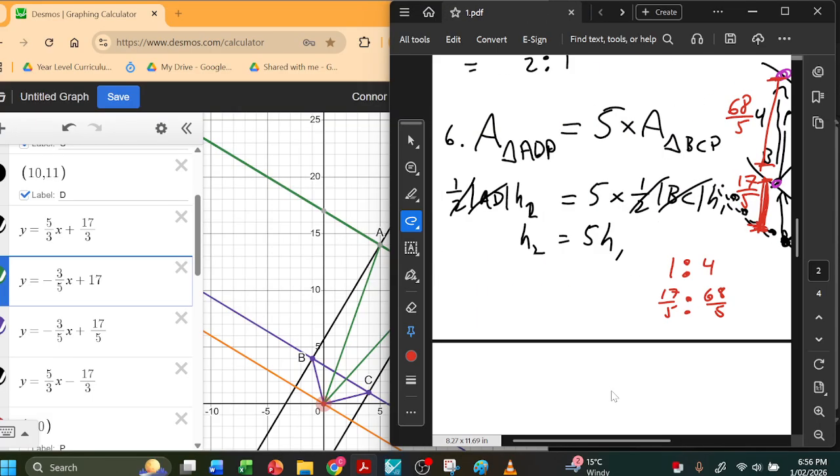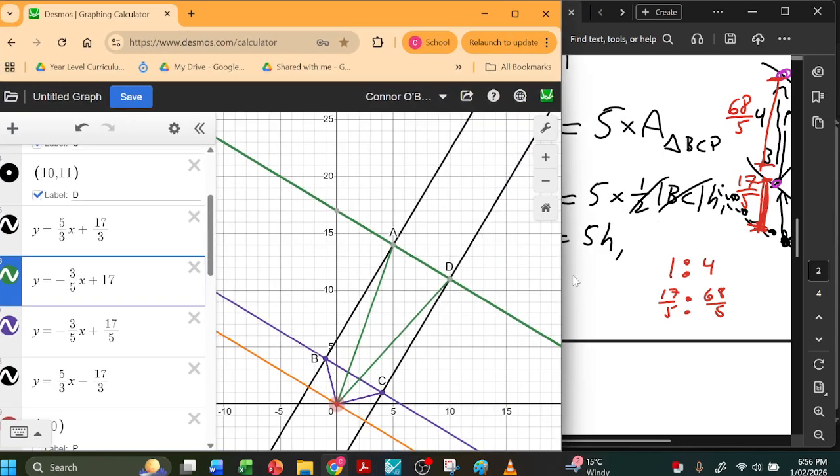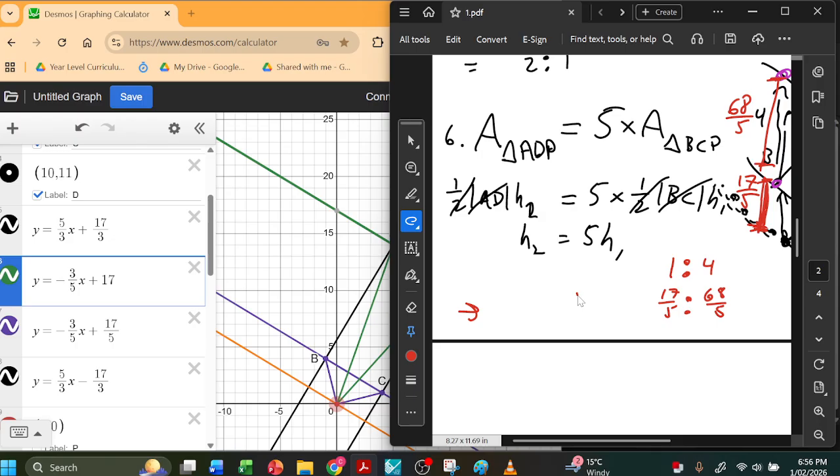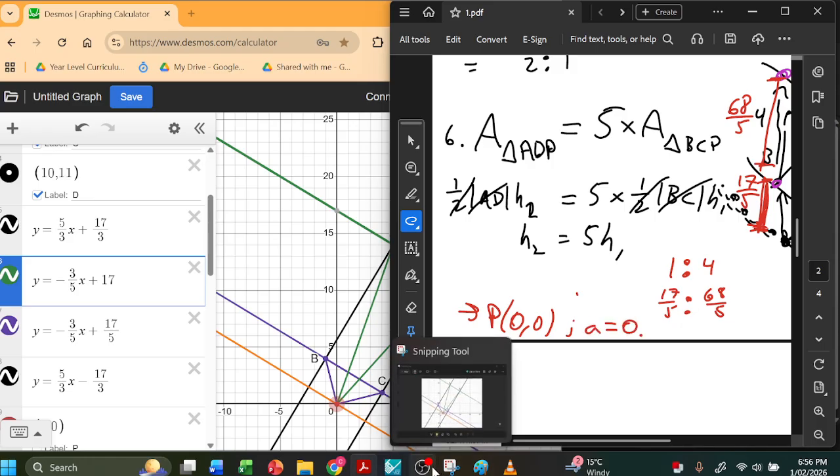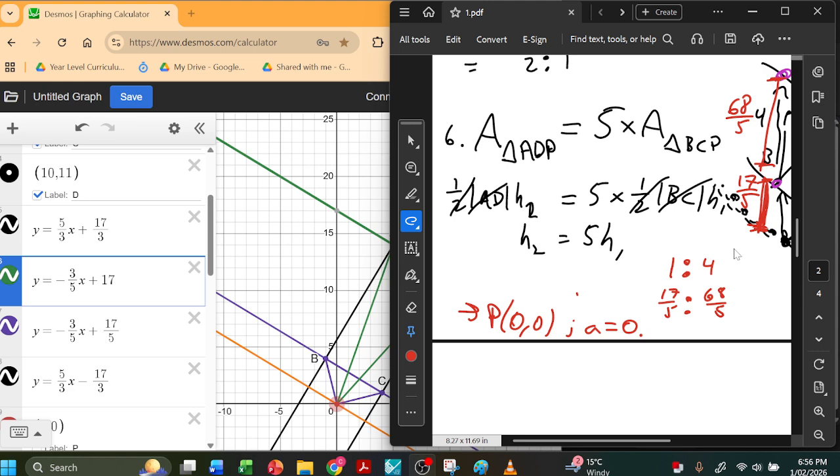But yeah, now we can see the answer here comes out as P must be equal to 0, 0, or in other words, A is equal to 0. All right. So let me know if you had any other ways of answering each of these questions. That last question is quite challenging. The rest of them should be within the realm of possibility for you.